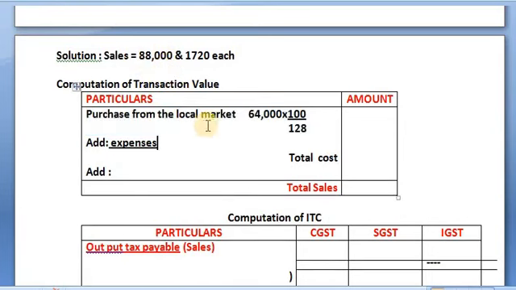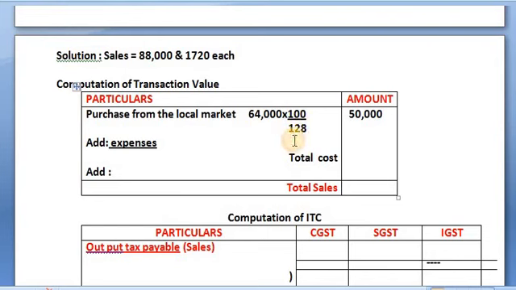Transaction value, that is purchase from the local market, 64,000 into 100 divided by 128, because there they have given 28% inclusive of GST. So you have to go for excluding it. So you will be getting 50,000. Okay na, don't take 64 directly, take into 100 divided by 128, 50,000 you will be getting.